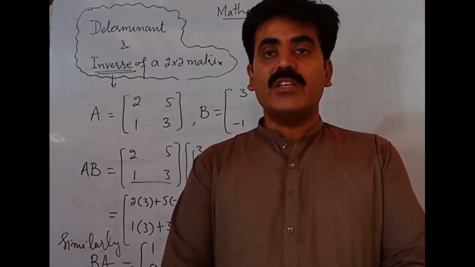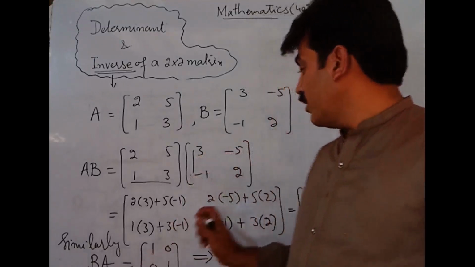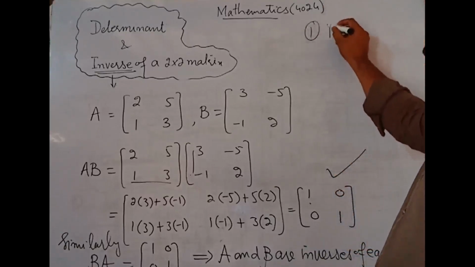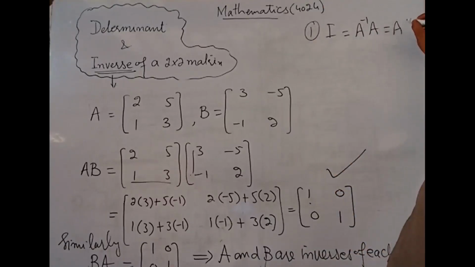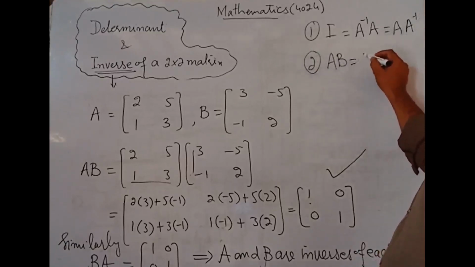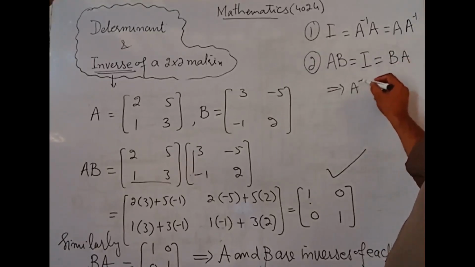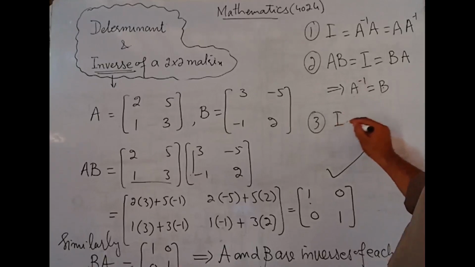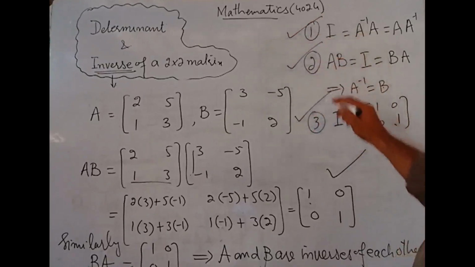Number 1, the identity matrix is the matrix 1, 0, 0, 1. So these are the remarks. Number 1, A inverse into A is equal to A into A inverse, equal to the identity matrix. Number 2, if AB is equal to identity is equal to BA, this implies that A inverse equal to B. And number 3, the identity matrix is 1, 0, 0, 1. These are the remarks you have to remember all the time.